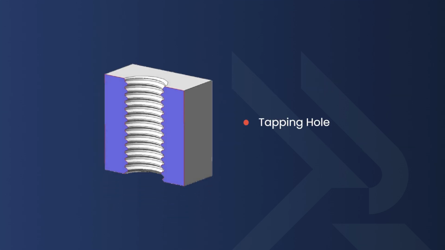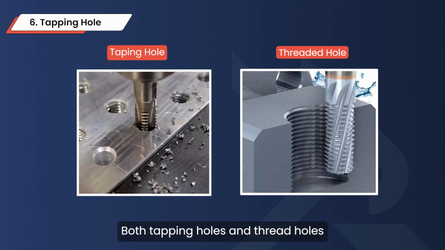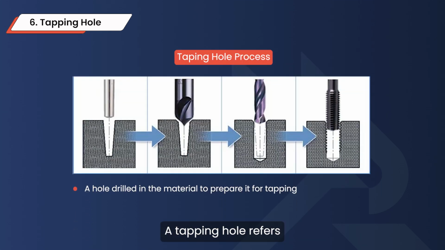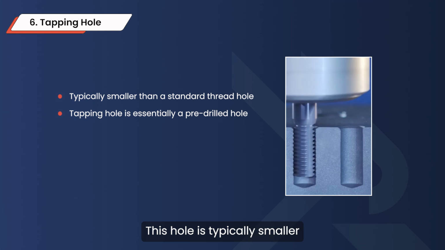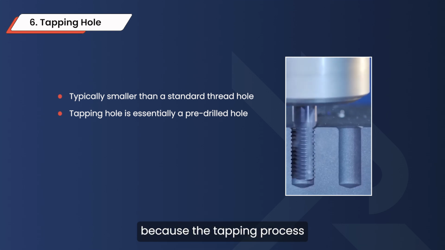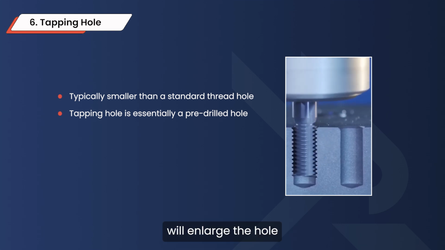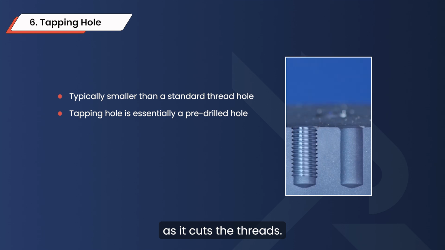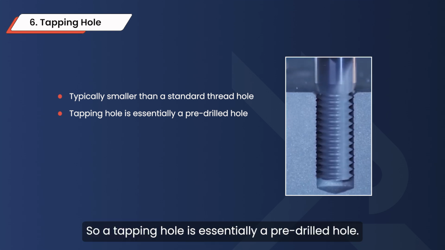Next, tapping hole. Both tapping holes and thread holes are used to create internal threads, but the key difference lies in the process. A tapping hole refers to a hole drilled in the material to prepare it for tapping, where a tap tool is used to cut internal threads. This hole is typically smaller than a standard thread hole because the tapping process will enlarge the hole as it cuts the threads. So a tapping hole is essentially a pre-drilled hole.